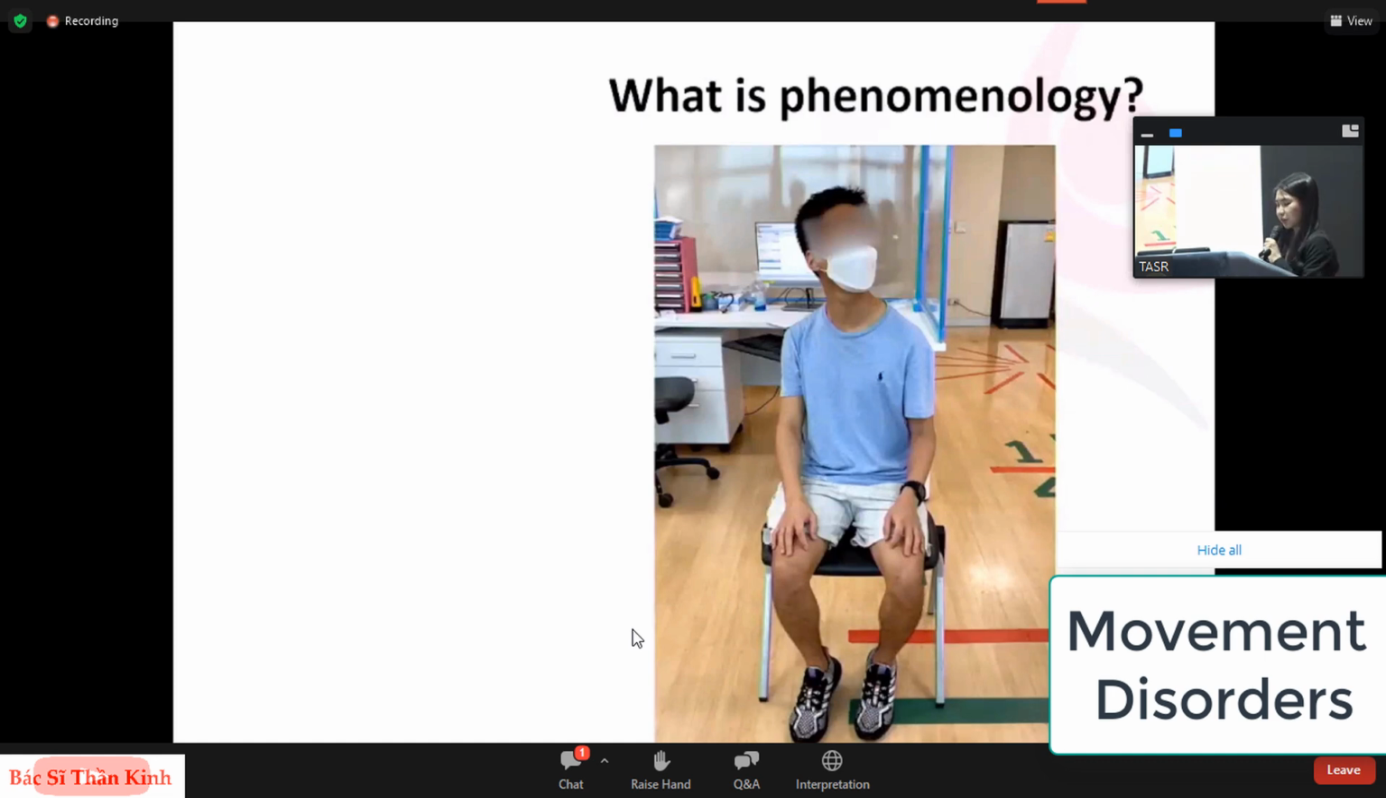Okay, so what is the phenomenology in this patient? So what is the phenomenology and what is the touching at the neck signify? I think this is cervical dystonia and sensory tic. Okay. So correct. Okay, so let me recap.